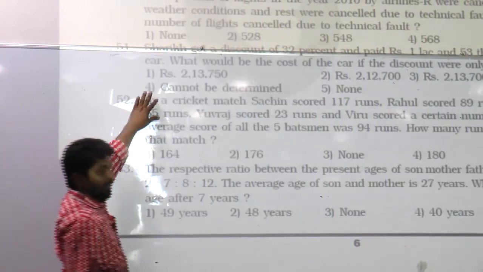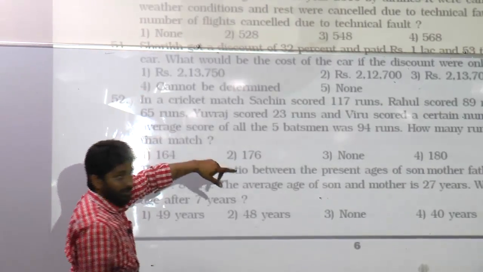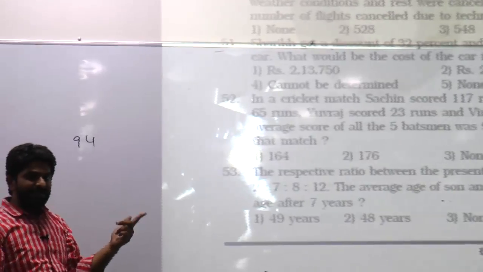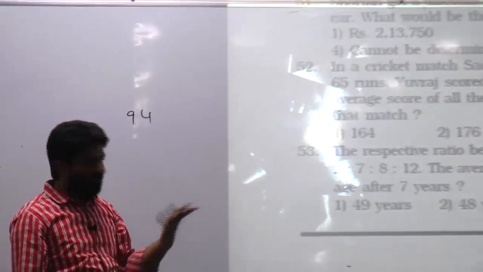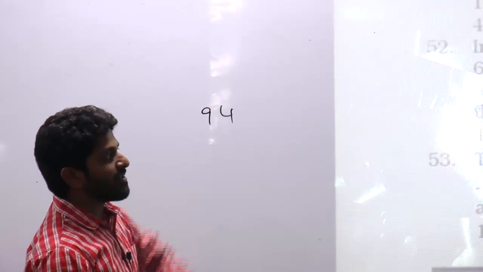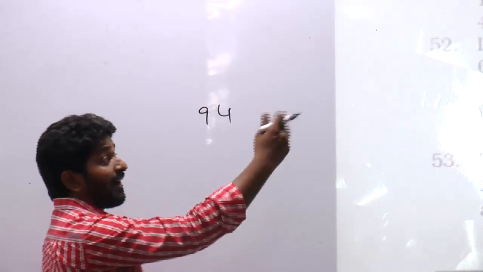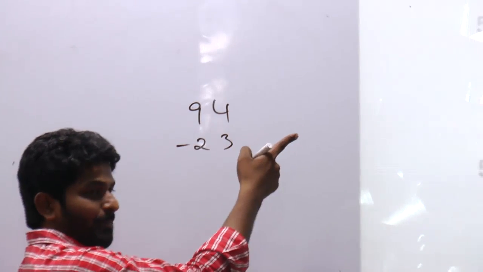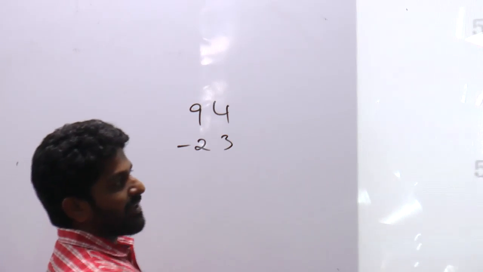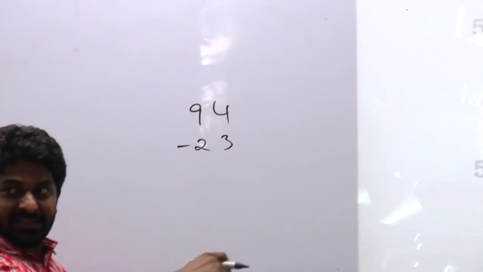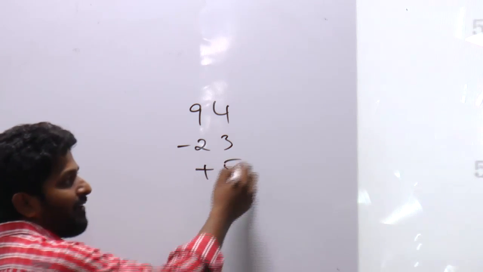Now, in the given information, individual information, is Viru's score repeated or missed? Is this a number missing case or a repeat case? Missing case. Then that will be reverse effect, right? Now, Sachin scored 117. 117 is 23 more than the given number. So I need to subtract 23. Next, Rahul scored 89, which is 5 runs less than the actual average. So you need to add 5 here.